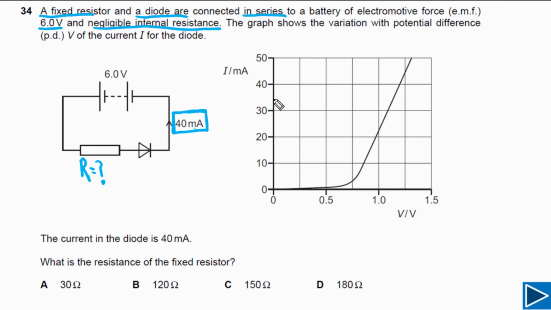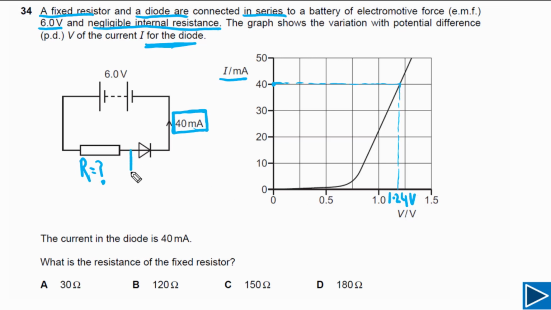It is also given the IV curve for the diode. If you look at this curve, the current in the diode is 40 milliamps. So simply we can draw this horizontal line and then find out the potential difference across the diode. We can simply read the potential difference from the x-axis. If you read it, this will be equal to about 1.24 volts.